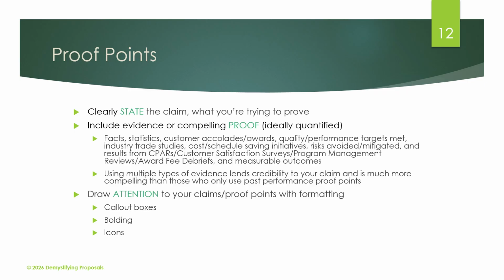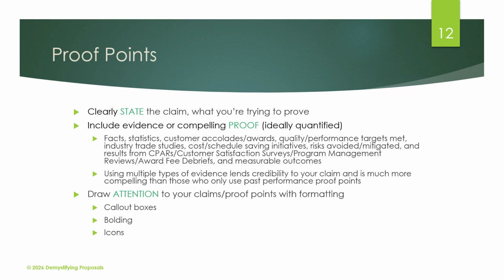Award fee debriefs is another place to find proof points, because in order to justify your award fee, you have to justify that you did really good work, not just the work that you were asked to do, but even better than that. And so there might be some good proof points in that. Using multiple types of evidence lends credibility to your claim and is much more compelling than those who only use past performance proof points. So be sure to think about CPARS, customer satisfaction surveys, program management reviews, award fee debriefs, and other things to provide more why us information in your proof points.